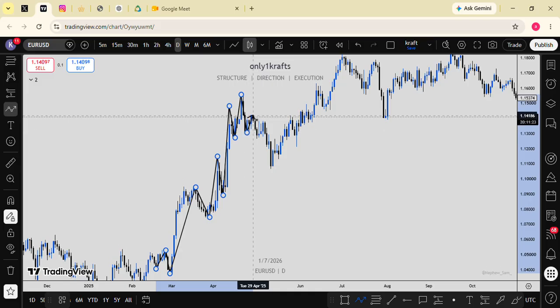Now did this low break structure to the upside? No. What did price do? Price took this low out, right? It did not break structure to the upside though. Then we had this breakout structure again.